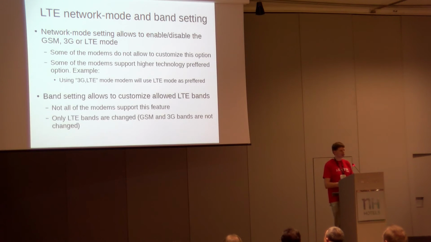So next settings are the network mode and the band settings. Hopefully everybody knows that there is a GSM 2G network, 3G network, or an LTE 4G network. Sometimes you want to enable one of them, or prefer one over another. So we have a network mode setting, so you can disable or change those settings. But there's also a limitation that some modems do not allow changing that, so they have only auto options. So you need to rely on the modem firmware to roam from one to another.